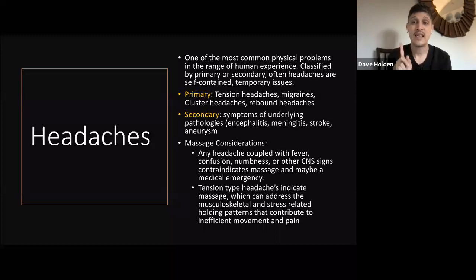Now, if the headache is accompanied by a fever, fever is a sign number one for an infection. And if they are infected, you do not touch them. Infections are contagious. So if they've got a headache and a fever, reschedule. If they have a headache coupled with confusion or numbness or some other kind of nervous system thing, massage is contraindicated. This is probably a medical emergency. If they've got a headache and some other neurological issue like numbness or tingling or the confusion, don't waste your time trying to diagnose what's wrong with them. Just get them to a doctor.